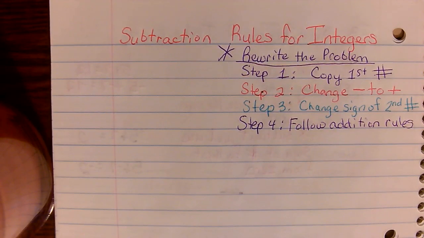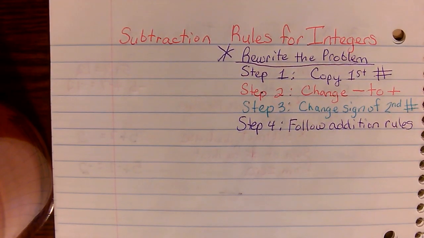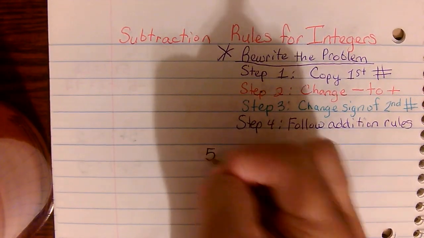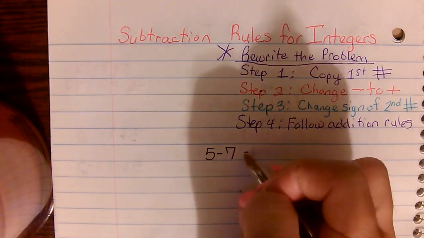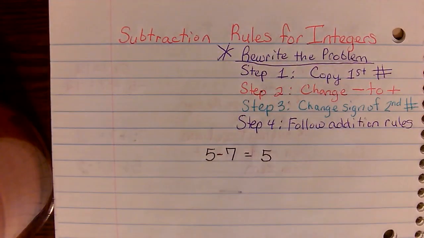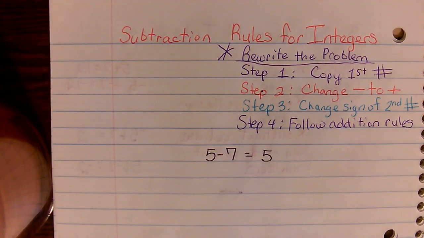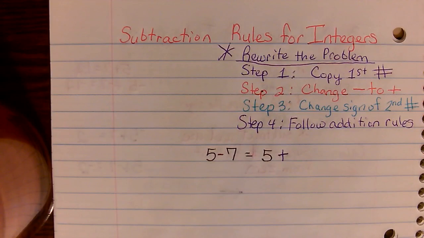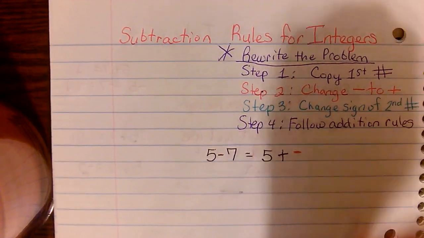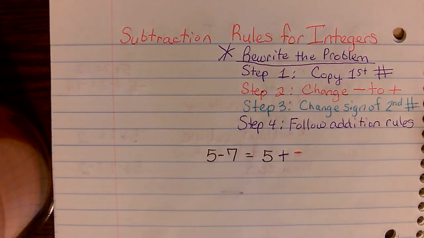Now, let's write down some examples of what this might look like. Let's start with 5 minus 7. If we follow the rules at the top for changing subtraction to addition, I'm going to make 5 a 5 again because the first step is copy the first number. Next, I'm going to change that subtraction sign to an addition sign, so I'm going to change this to plus. Then it says change sign of the second number. Right now 7 is positive. I'm going to make it negative.